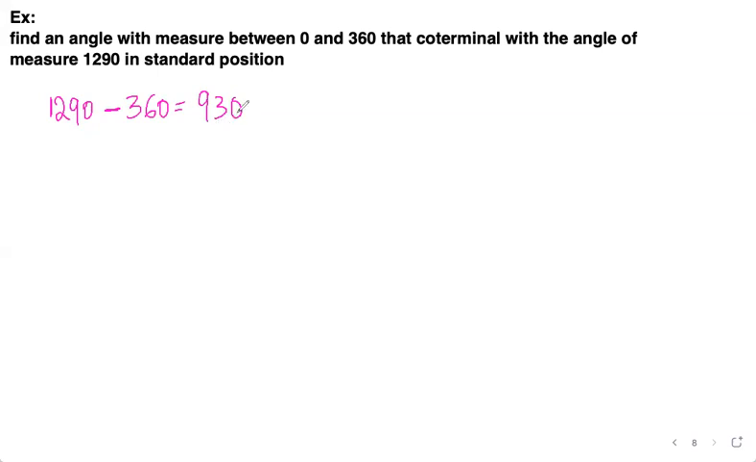This angle is not between 0 and 360, so this is not my answer. So I have to subtract 360 again. 930 minus 360, what is the answer? 0 minus 0 is 0. 3 minus 6 is not allowed, so 93 minus 69 is 570. Correct.